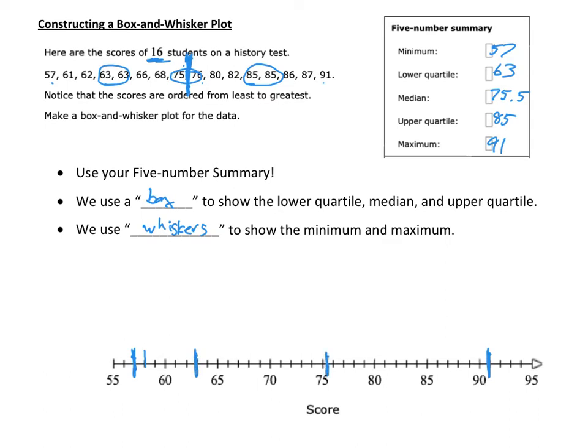75.5 has to go between 75 and 76. Okay, so from lower quartile to upper quartile, I'm going to make my box. So there's my box with the median cut in it. And then we have my whiskers coming off the edge here. So that's a box and whisker plot. All right, let's do that again.